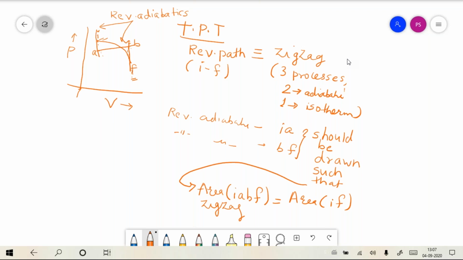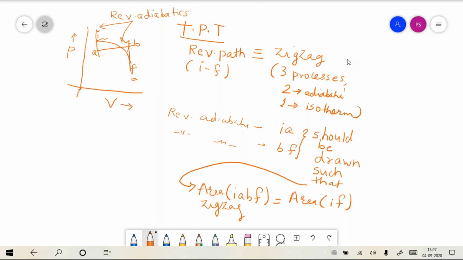We want to prove that this I to F is equivalent to, it is the same as, these three processes. In other words, if a reversible path is given, then I should be in a position to replace that reversible path by these three processes. I hope now it is understood. This is to be proved.